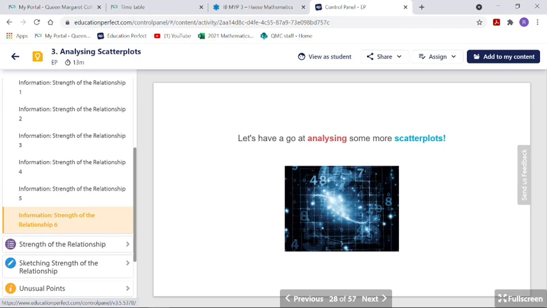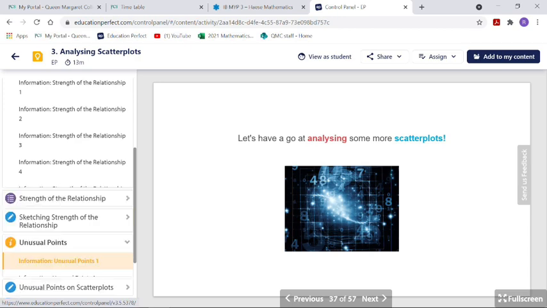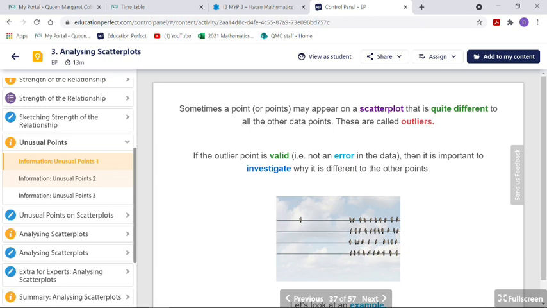Now, again, you can also have not weak, but no relationship. So be prepared. And the last thing we're going to talk about is some unusual points. This poor little bird. All right, some unusual points. And we talked about outliers before. They're just pieces of data that seem to lie outside the normal range.